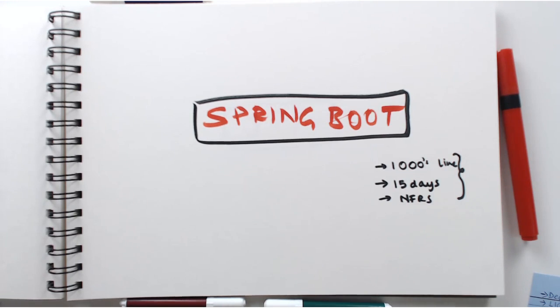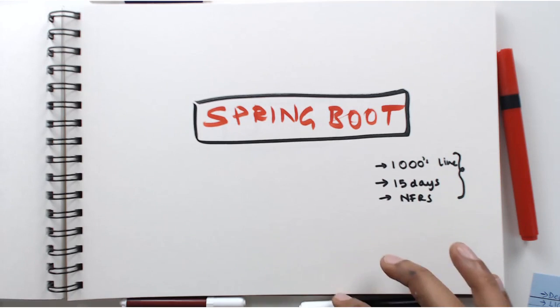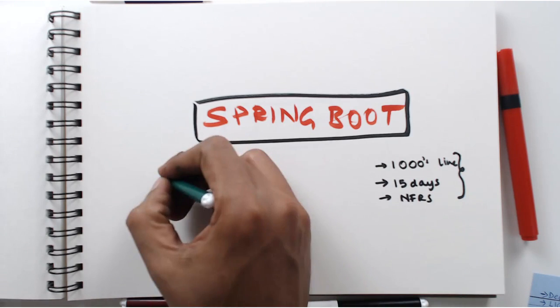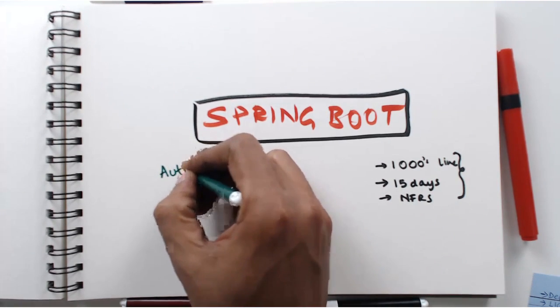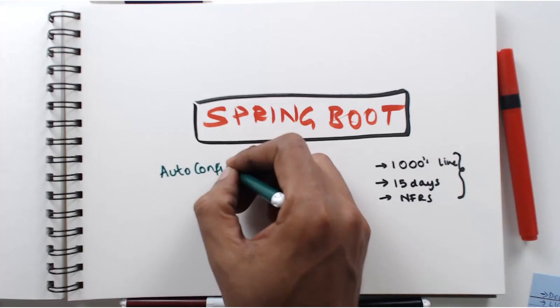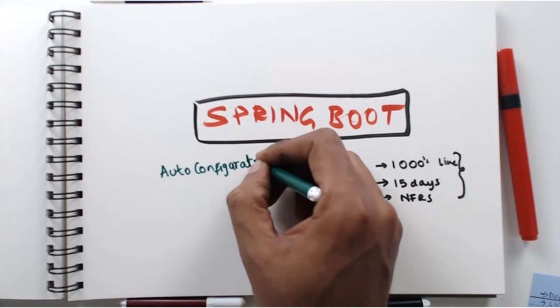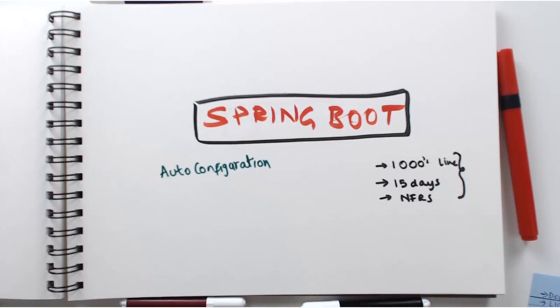Now, what are the things you need to learn about Spring Boot? What are the important concepts? The most important concept that you need to learn about Spring Boot is something called auto configuration. What is auto configuration? Let's say you want to develop a web application. All that you need to do is to add Spring MVC dependency into your class path. Spring Boot would automatically configure a dispatcher servlet and it would redirect all the URLs to that. So that's auto configuration.